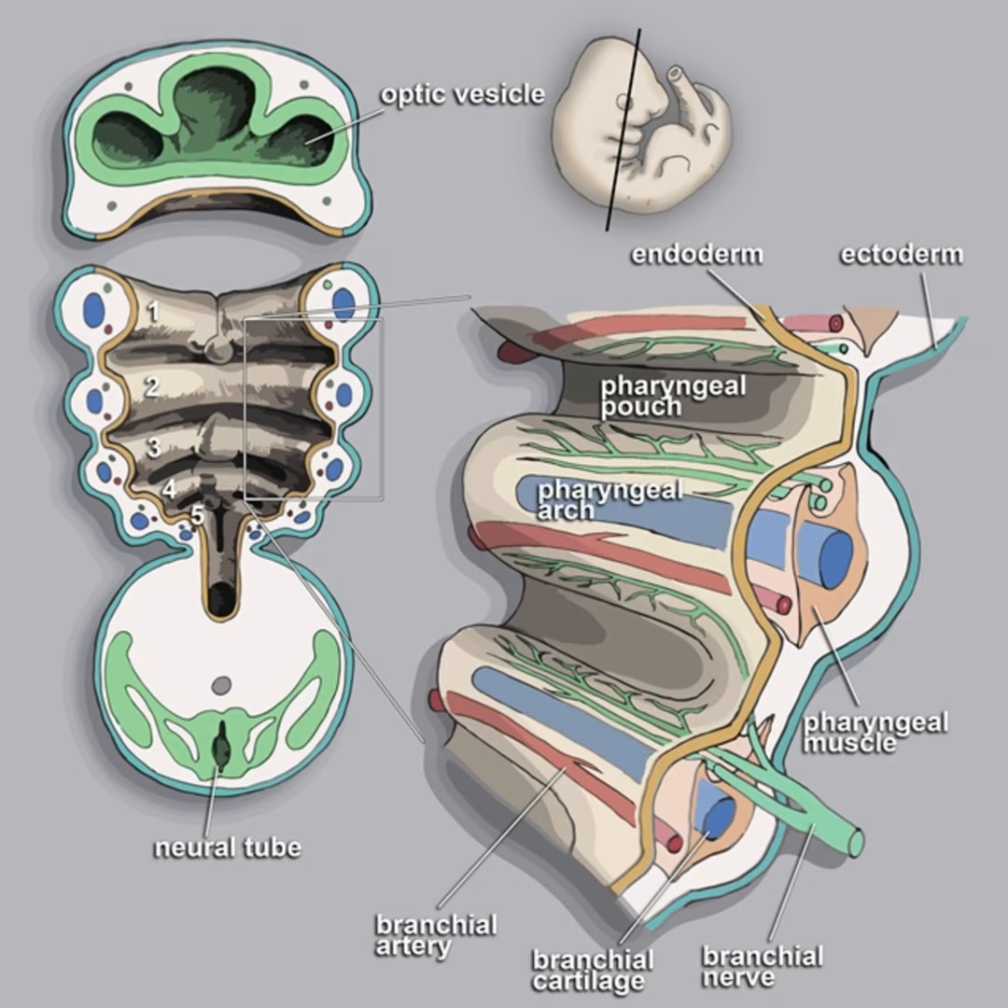The second pharyngeal arch, the hyoid arch, is associated with the facial nerve, cranial nerve 7. It provides motor innervation to the muscles of facial expression, the posterior belly of the digastric, the stylohyoid muscle, and the stapedius muscle in the middle ear.